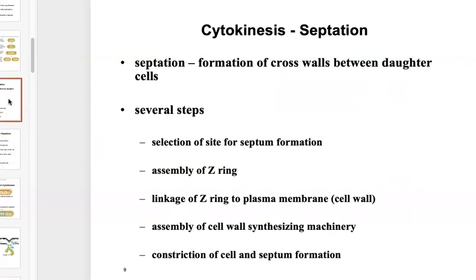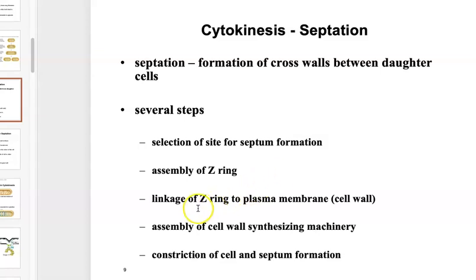Cytokinesis or septation occur through these several steps. First, you get a selection site for the septum formation, and obviously that's an important thing to consider. The bacterium can't just willy-nilly put septation enzymes anywhere along the length of the cell. It's got to be right in the middle so that you can get 2 equally sized daughter cells. There's an assembly of the Z ring, which is the actual zipper, essentially, that zips the elongated cell and cuts it in half so that it forms 2 normal-sized cells.